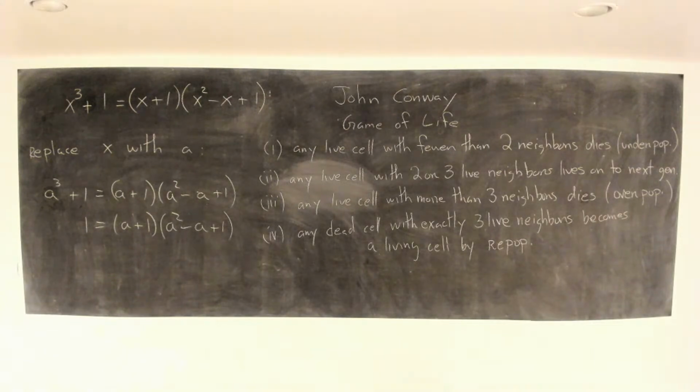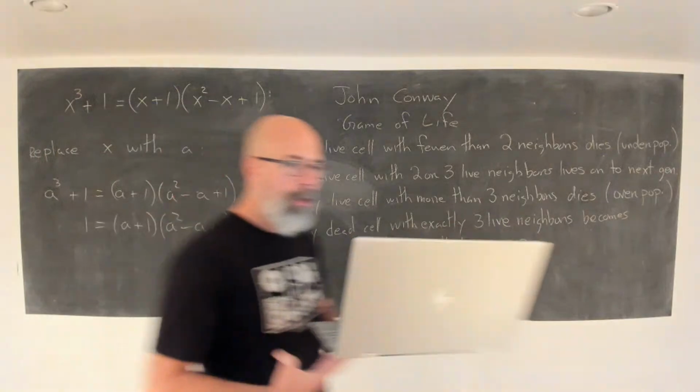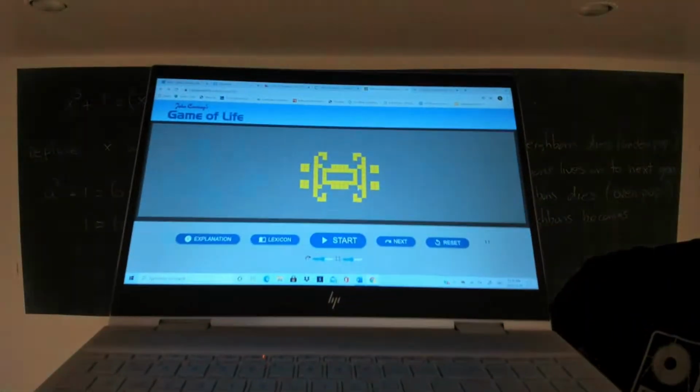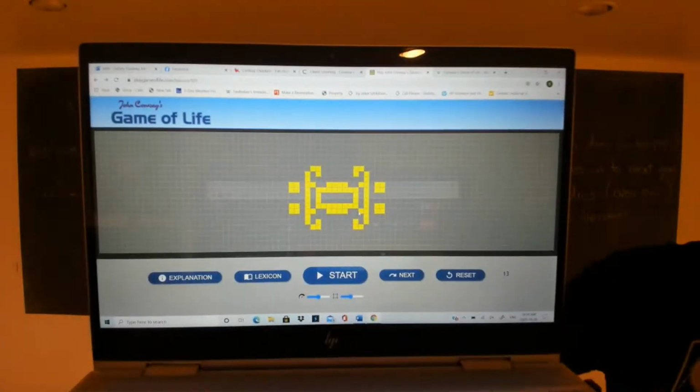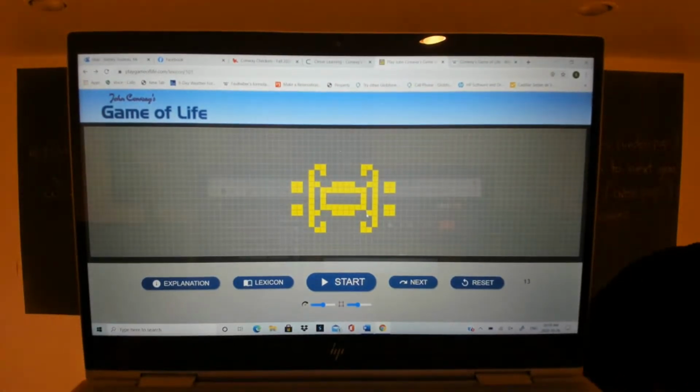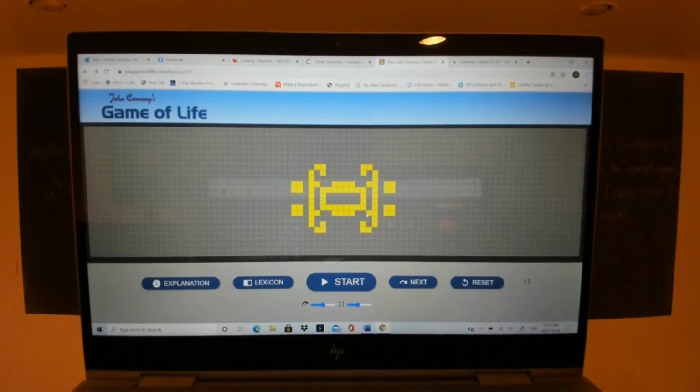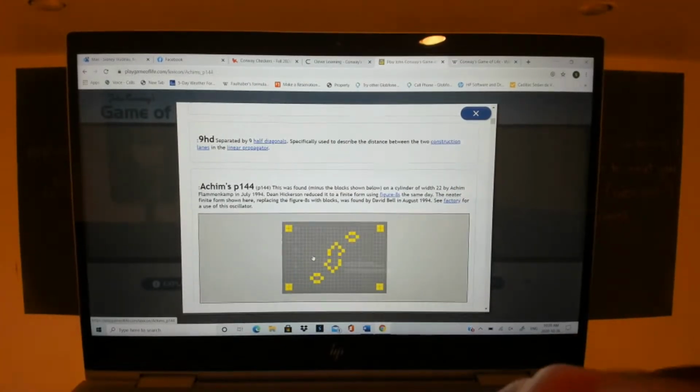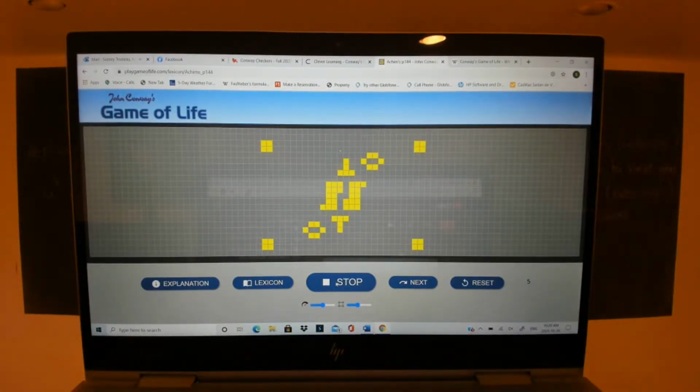I've posted a link to the game on my courses. And here's an example of a seed, right? So you start with this, and then it evolves in time. You have spaceships and a bunch of things. So you can play around with that.